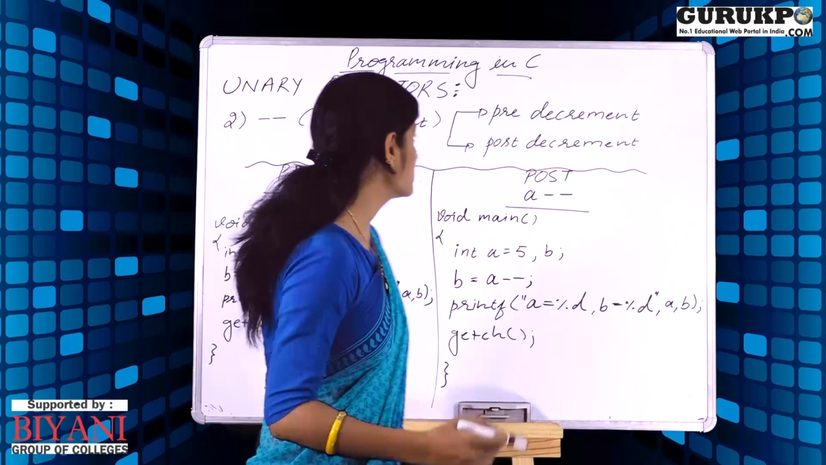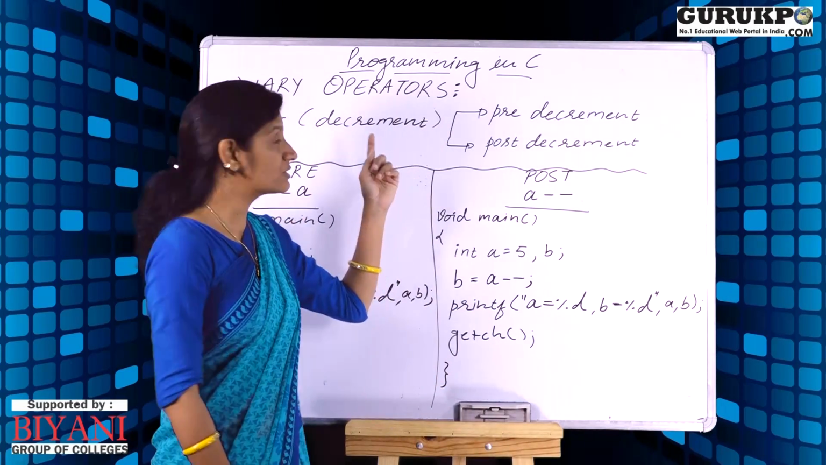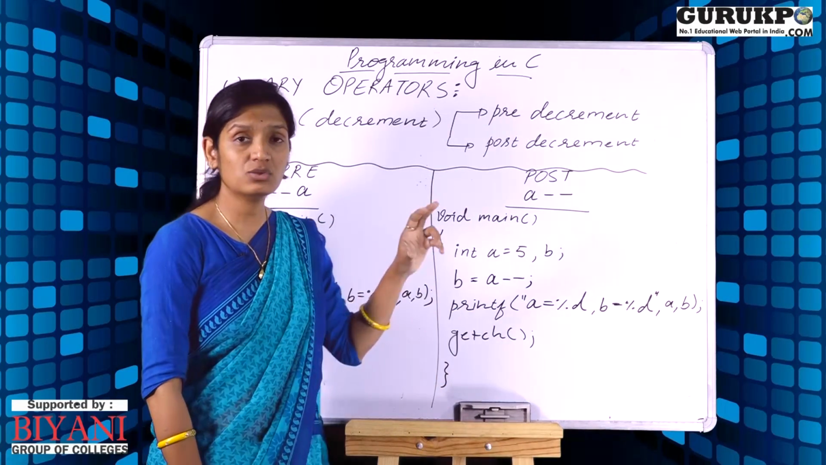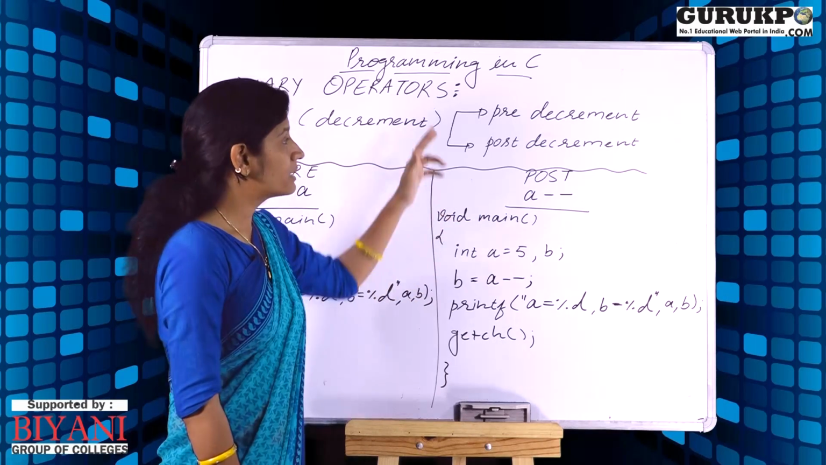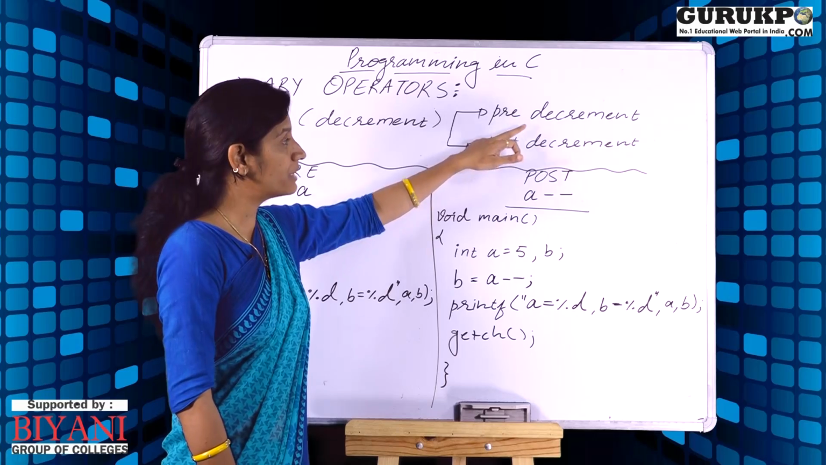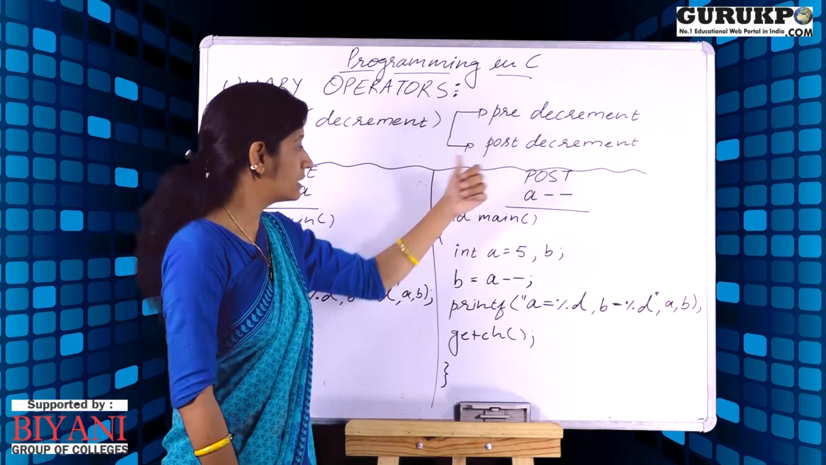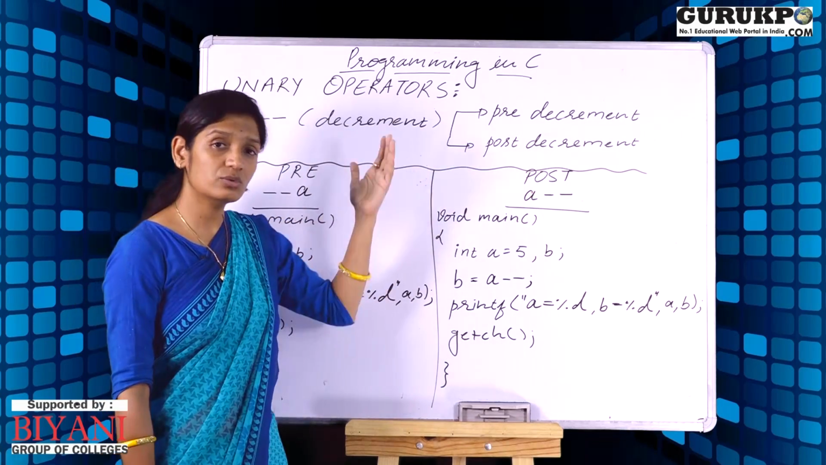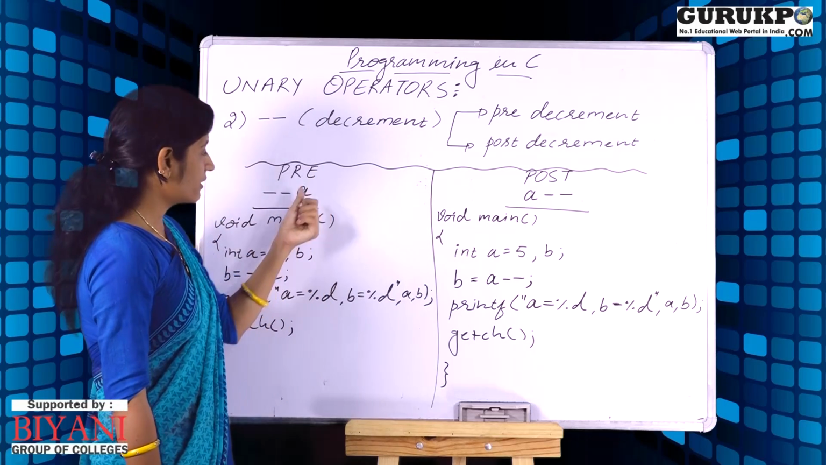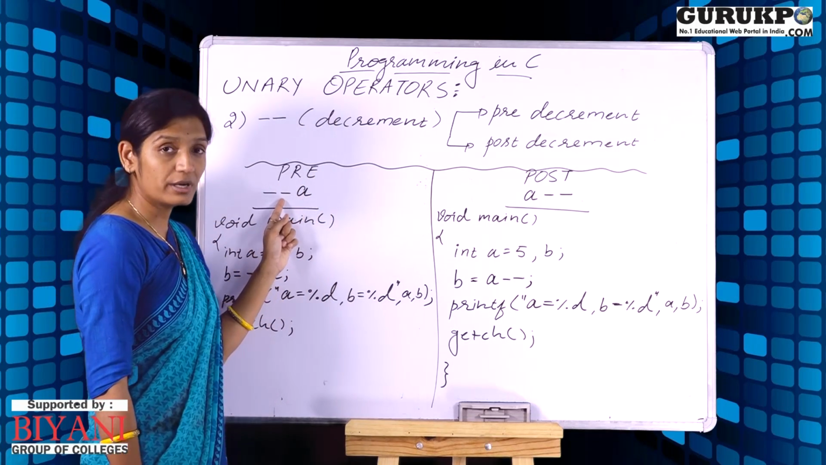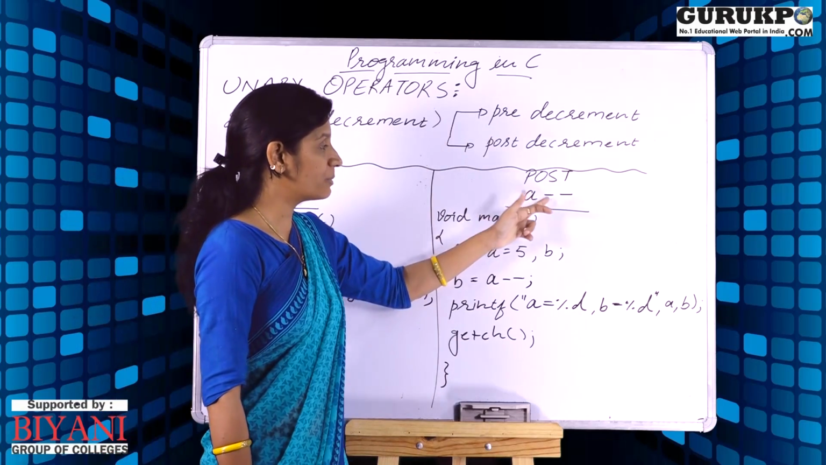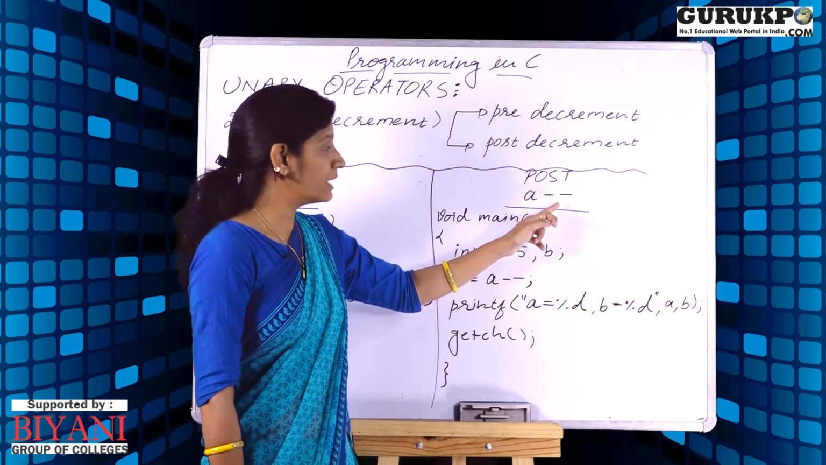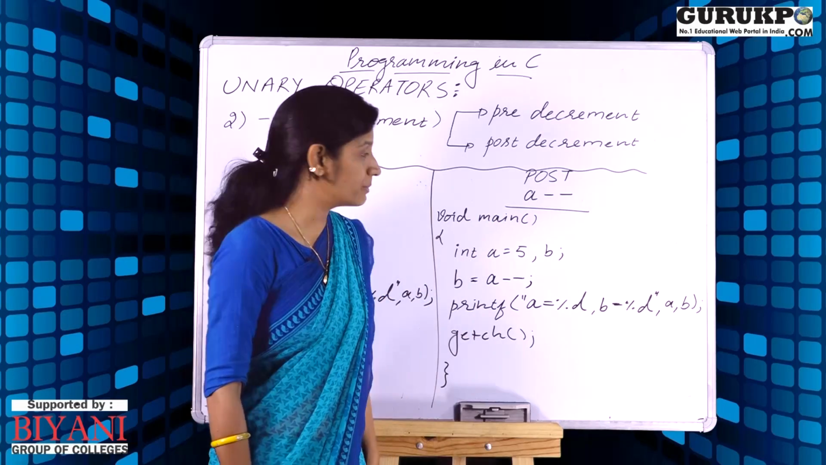Now let's discuss another type of unary operator, that is the decrement operator. In this we are assigning the variable the value once it is decremented. These are again of two types, pre-decrement and post-decrement. It is almost similar to the increment operator. If we are preceding the variable with the operator, then this is the form of pre-decrement, and if we are following the variable name, then it will be post-decrement.